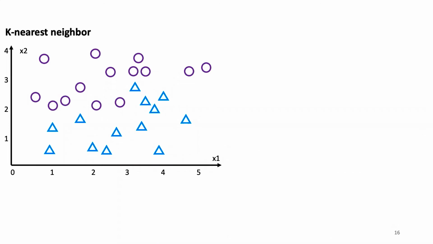For example, given a black dot is positioned here, right? And for example, we want k equals 4. We want to use 4 nearest neighbors to classify this black dot. We can select the 4 nearest ones, and you can find there are 3 circles and only 1 triangle. So you know this black dot belongs to the circle group. That is the idea of the KNN.